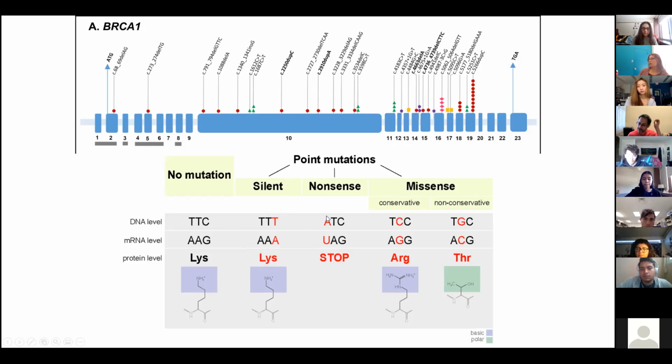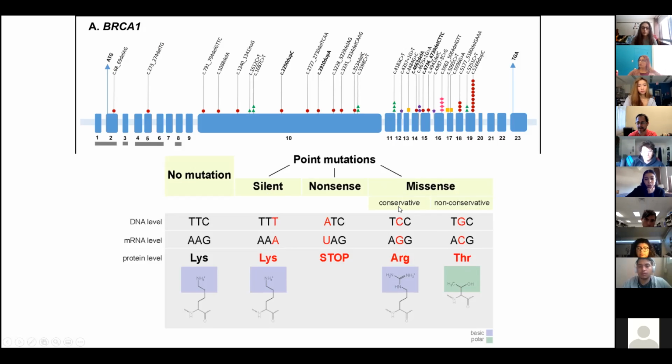But what if that mutation results in a change in amino acid? It's what we have on the right-hand side, the missense mutations. Those can be either conservative or non-conservative. And what does it mean? So first, missense means that the amino acid is going to be changed. In contrast to the silent mutation, where there is a change of the DNA but no change of the amino acid, in the missense mutation we do have a change at the protein level. So the amino acid, the lysine, will be changed by arginine or by threonine.